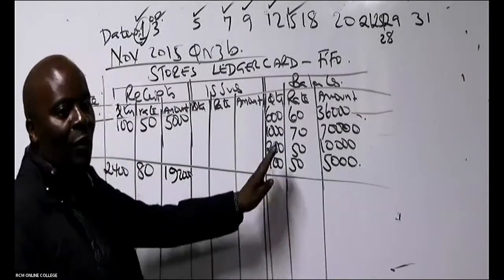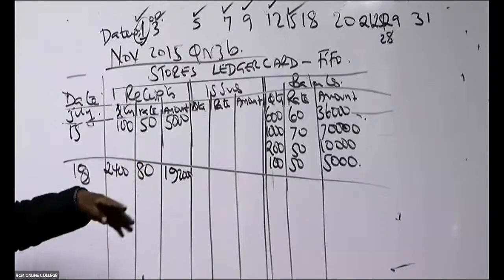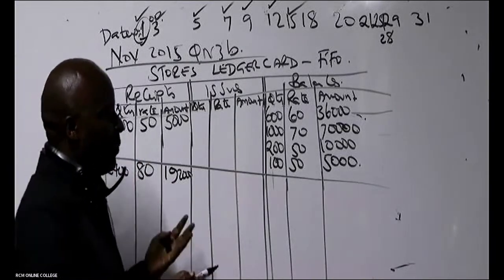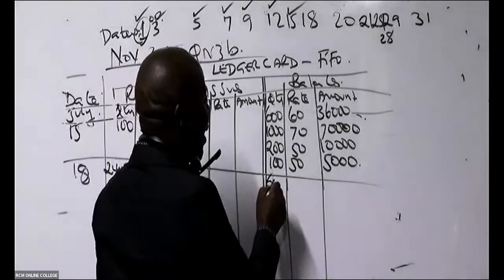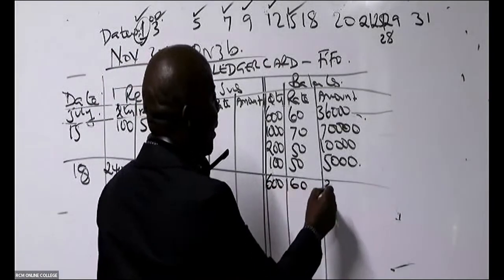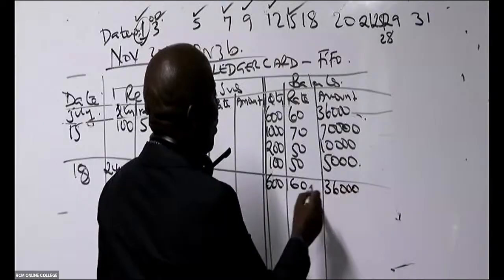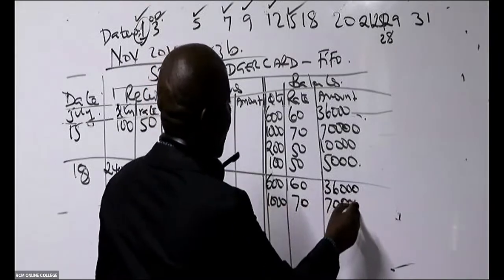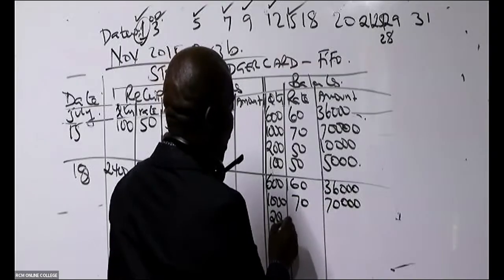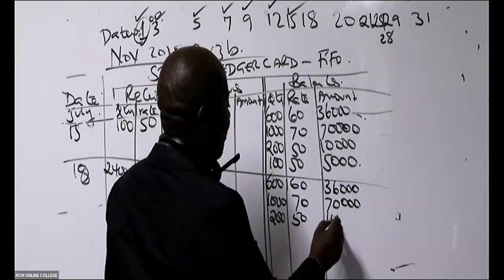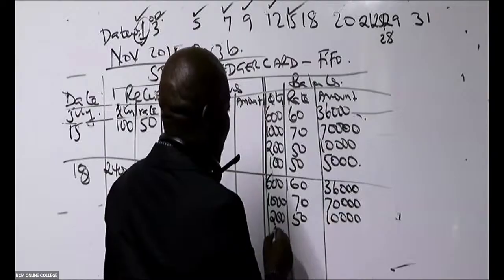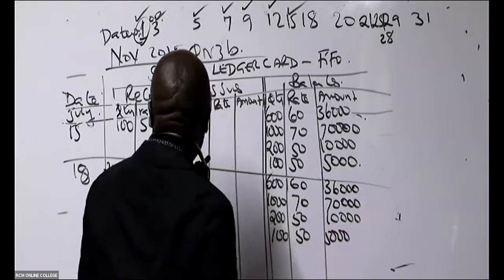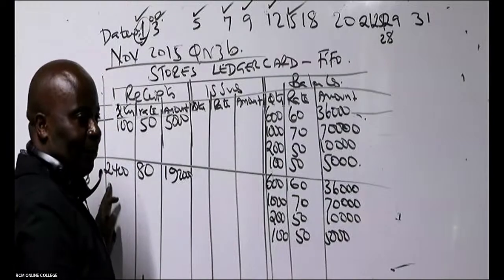We shall update our bar. There are quite many, but I will not be scared. I shall never be scared. We shall overcome, yes. So we have here 600 at 60, 36,000. We have 1,000 at 70, 70,000. We have 200 at 50, 10,000. We have here 100 at 50, 5,000.